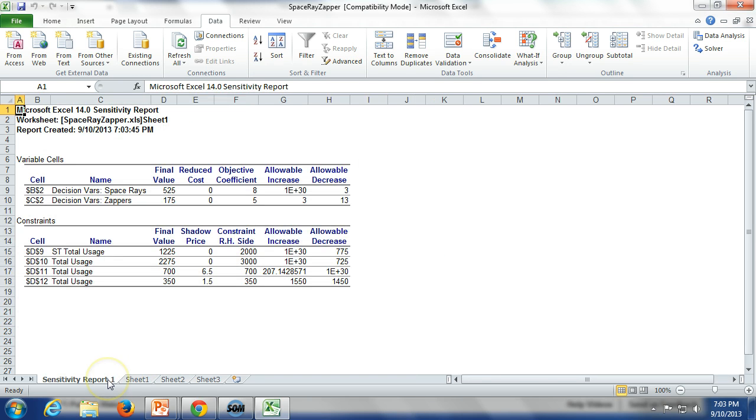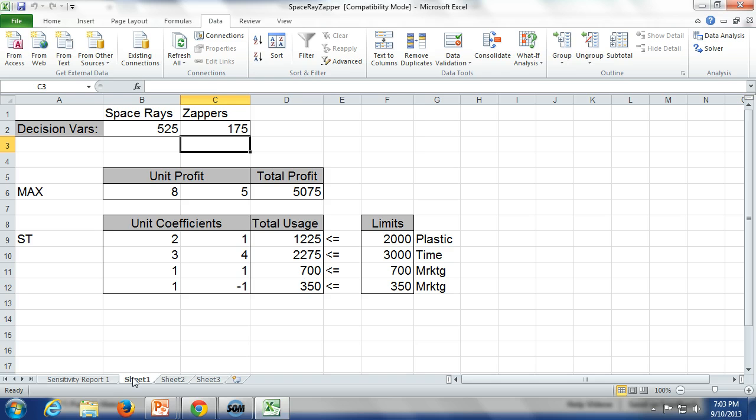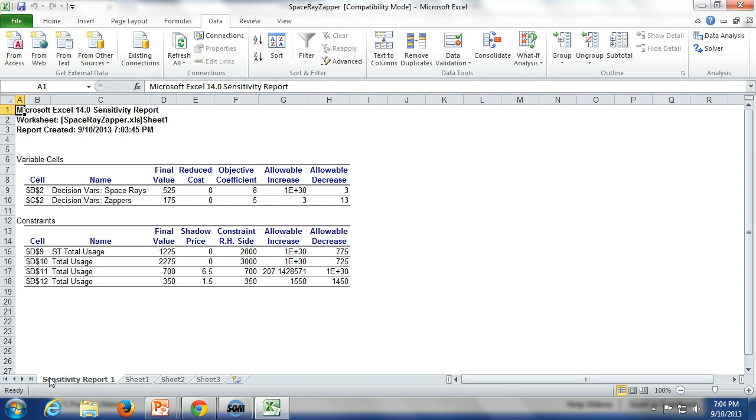And if you notice, it's going to give us an additional worksheet that says sensitivity report. Now I'm going to show you how to interpret that sensitivity report. The first thing we're going to look at is the range of optimality. Okay? The objective function coefficients were 8 and 5. We made $8 for every dozen space rays and $5 for every dozen zappers.